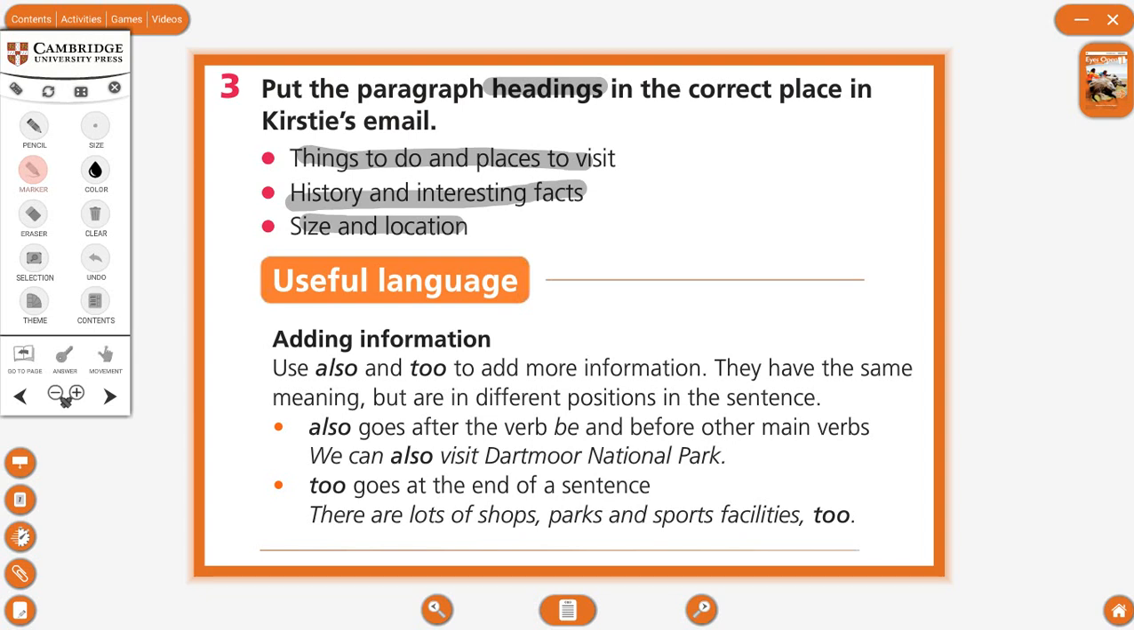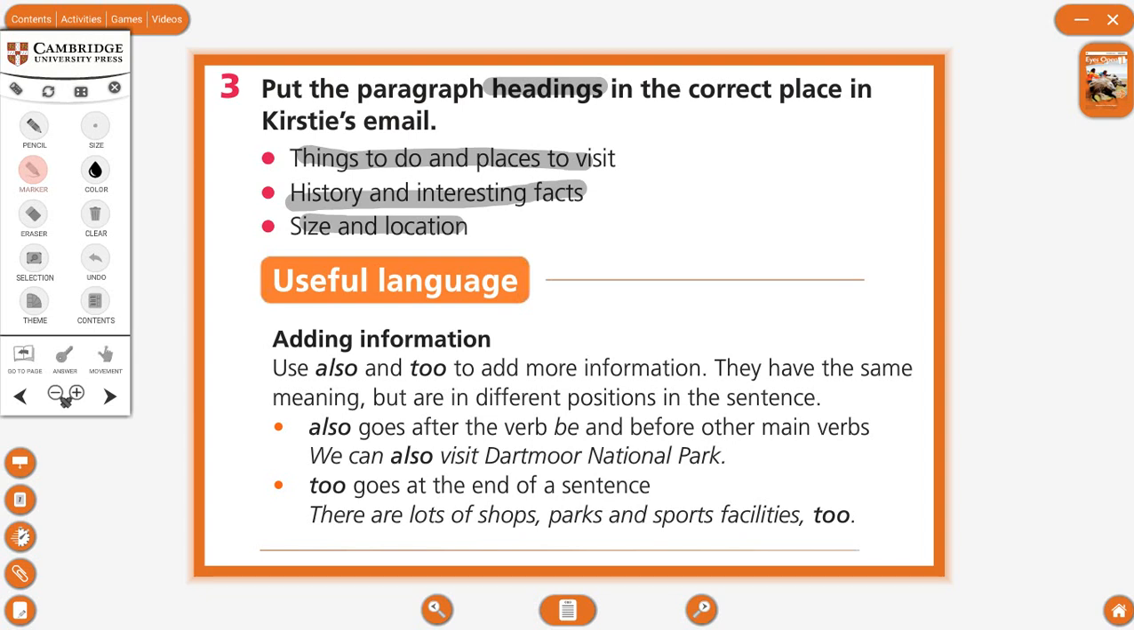Now, useful language, adding information. Adding information means in Turkish bilgi ekleme. Use also and too to add more information. Also ve too'yu daha fazla bilgi eklemek için kullanıyoruz diyor. They have the same meaning, but are in different positions in the sentence. We use also and too in different places in sentences. Yani biz also ve too'yu cümlede farklı yerlerde kullanıyoruz.